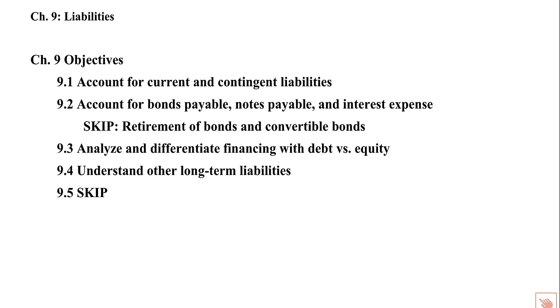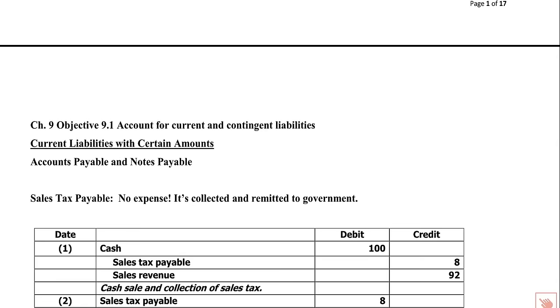All right, this is the beginning of Chapter 9, Liabilities. You can see the objectives here. Make a note, 9.2, we're going to skip the retirement of bonds, and you're going to skip convertible bonds. And you're also going to skip section or objective 9.5.